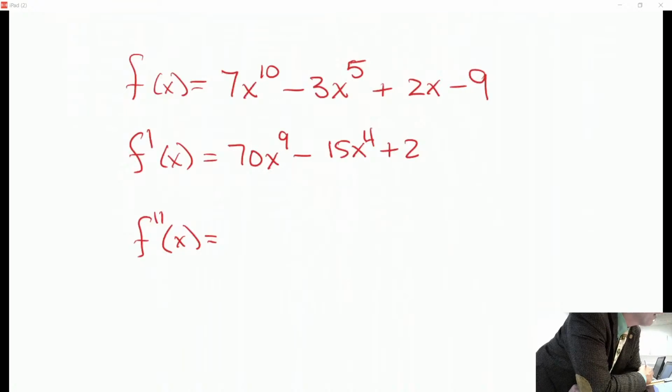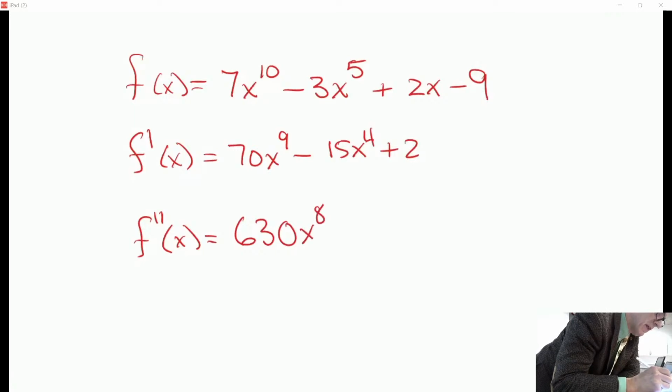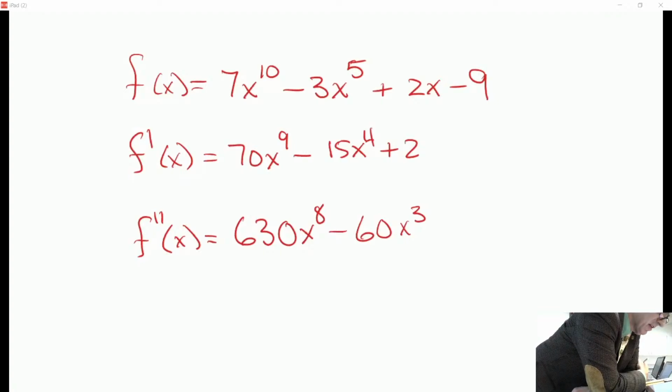All right, where'd that 630 come from? Oh, yeah, that's right. So it's 70 times 9x. That's right. And then what did you say, 60? Oh, that's 15 times 4. Okay, so you just multiply by the exponent, and then you get your thing there. And then the 2 goes away, doesn't it? Very nice. Okay, so there it is, second derivative. We could keep going. We don't have to, though, not for this one.